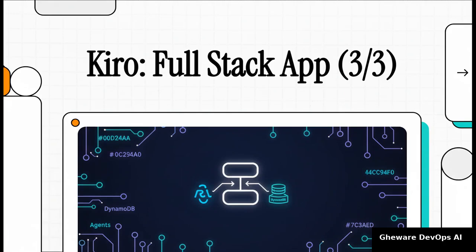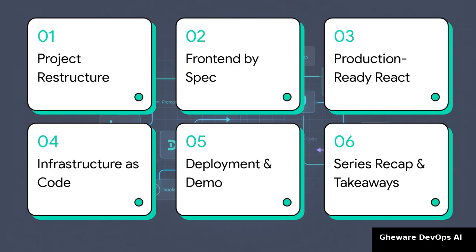All right, welcome back. This is it, the final part of our series where we're building a complete full-stack app with the Kiro Agentic IDE. So in part 2, we got our backend API totally sorted out. Today we're bringing it all together. We're going to build the React front end, we're going to define our AWS infrastructure as code, and yeah, we're going to deploy this whole thing to a live production URL. So let's just get right into it.